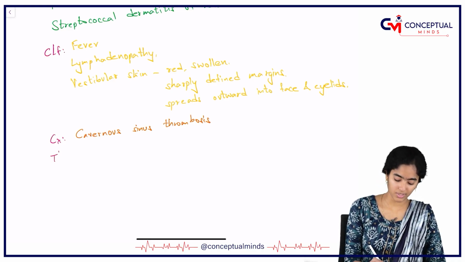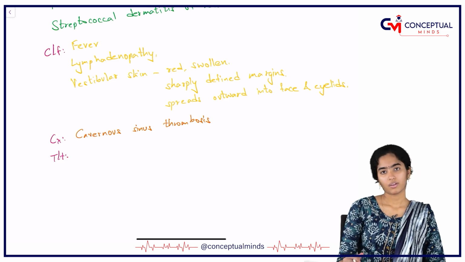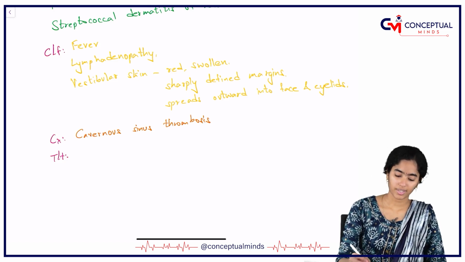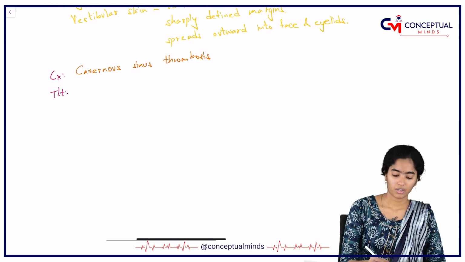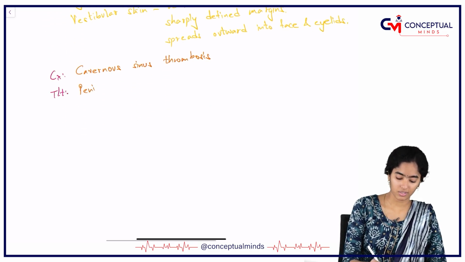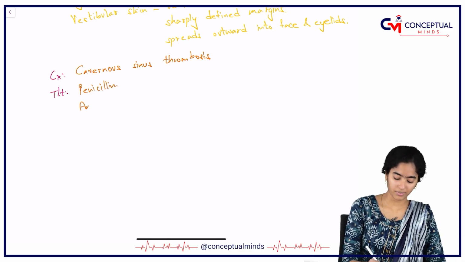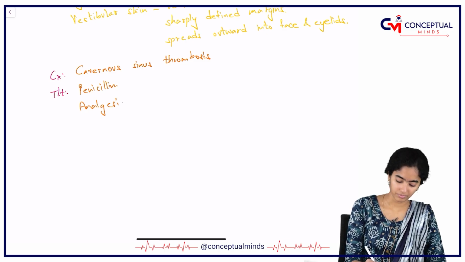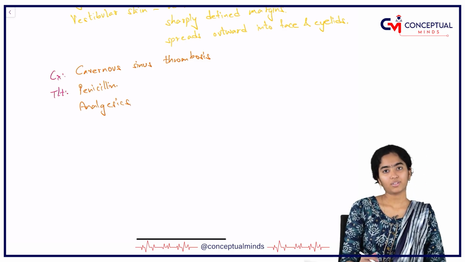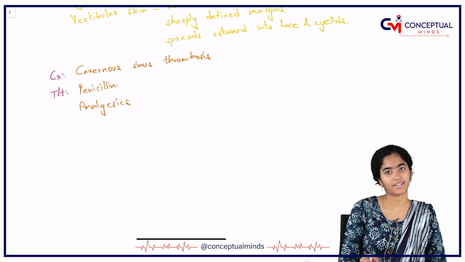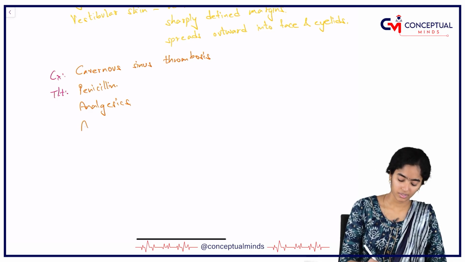And how do we treat this condition? Very simple. Again, because it's an infective condition, we will have to prescribe antibiotics. Penicillin is the drug of choice. Analgesics will be given to relieve pain. And anti-inflammatory drugs like serratiopeptidase can be given.